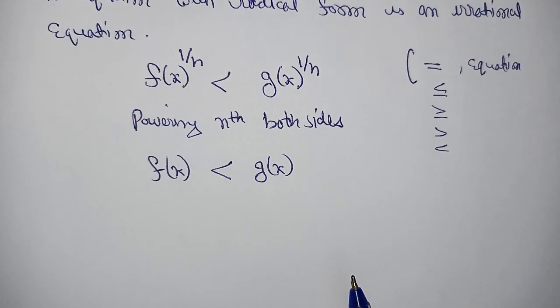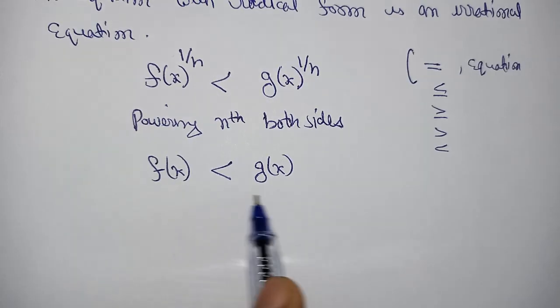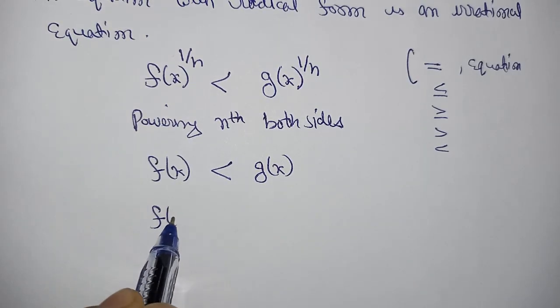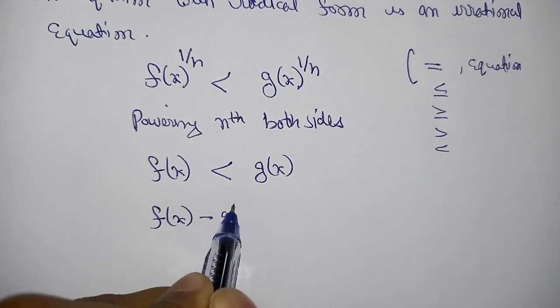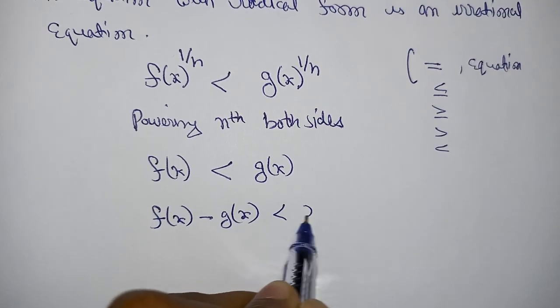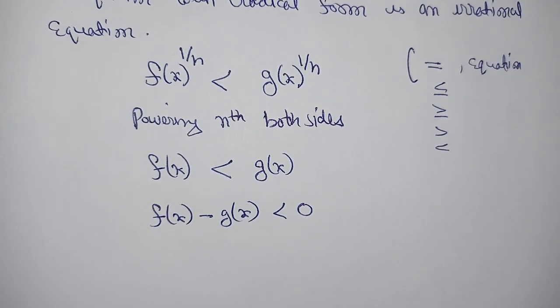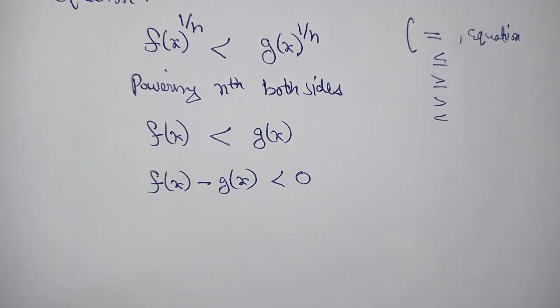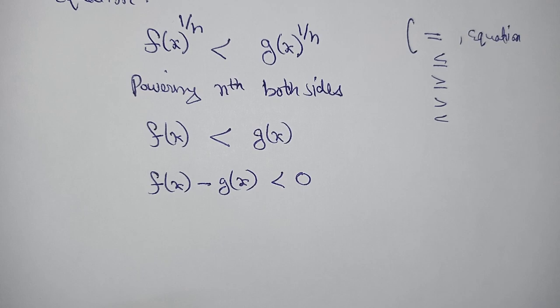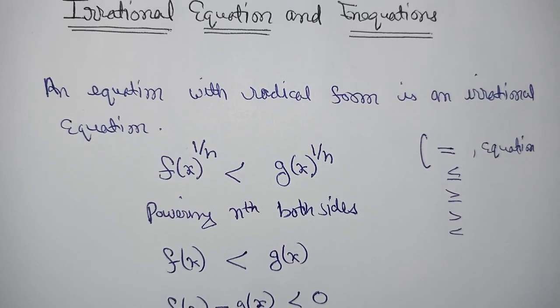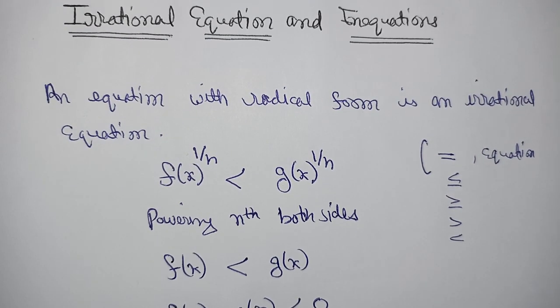And second thing we can do, we can solve this part by taking f of x minus g of x less than 0, and we will check the range of this equation, what is the domain of x and what will be the range of x. So by this we can solve an irrational equation or inequation.